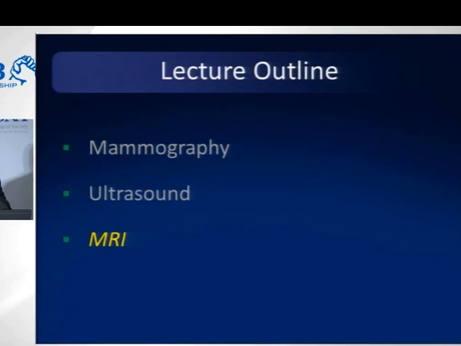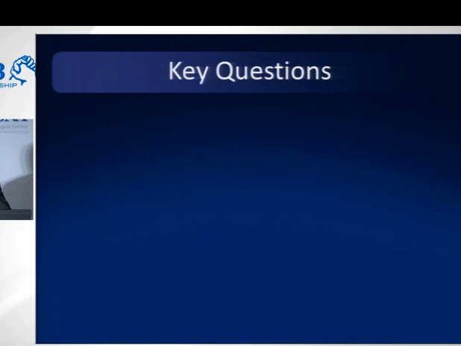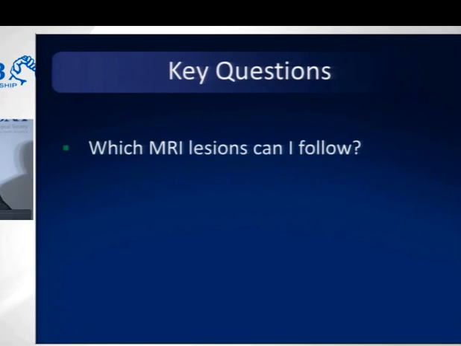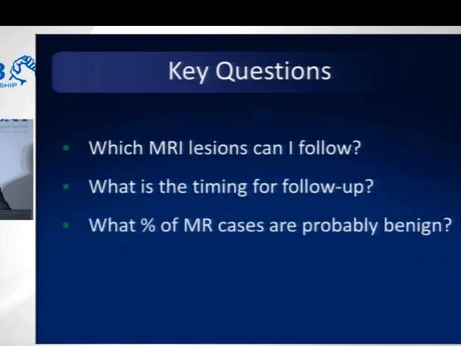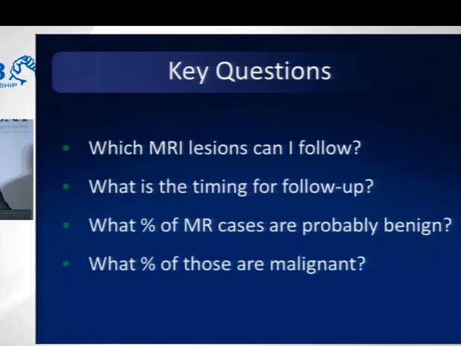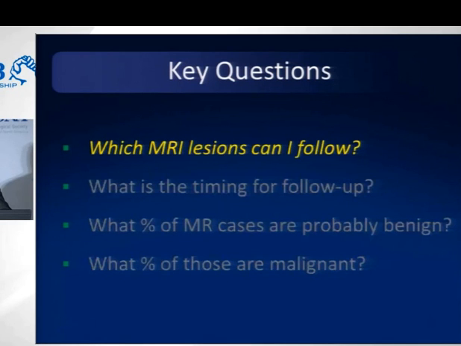All right. We're going to finish up with MRI, and I'm going to ask and answer 4 key questions for MRI. Which MRI lesions can I follow? What is the timing for follow-up? What % of MR cases are probably benign? And what % of those should I expect to be malignant?